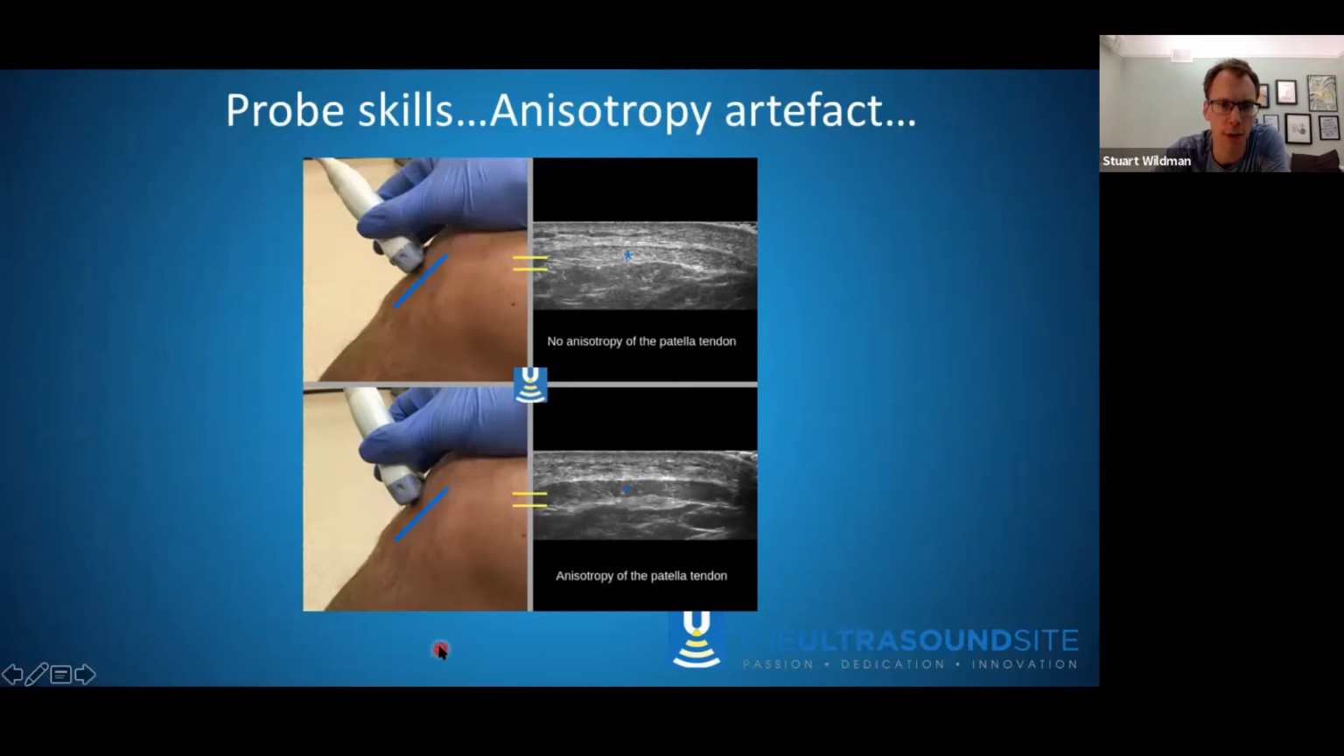So anisotropy is a really important artifact, and I think it reaffirms what I mentioned earlier about the importance of probe manipulation training and the skill of creating a really good image, because otherwise your interpretation may not be quite right. And if you think about that, that has a knock-on effect potentially to the patient's management, etc., etc.